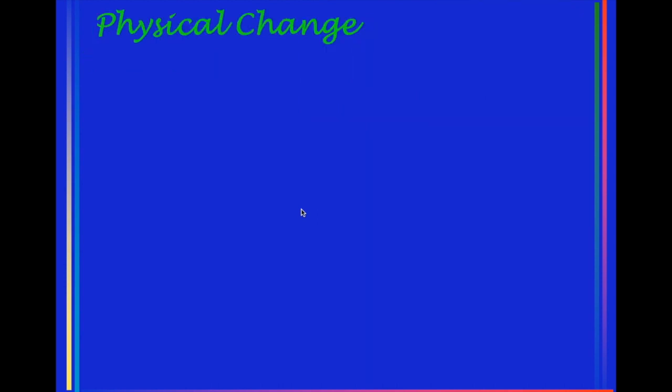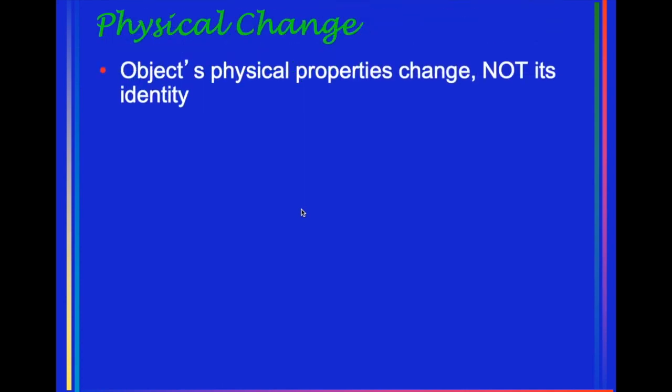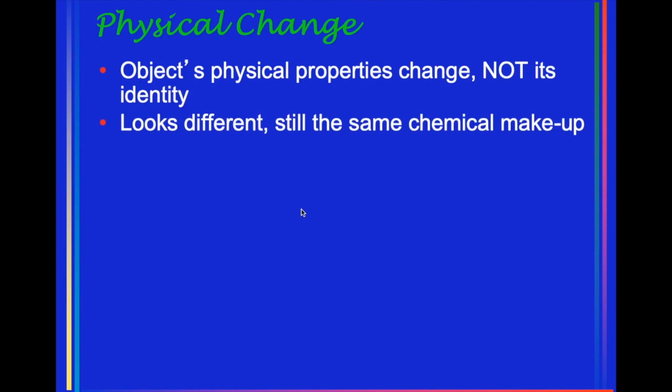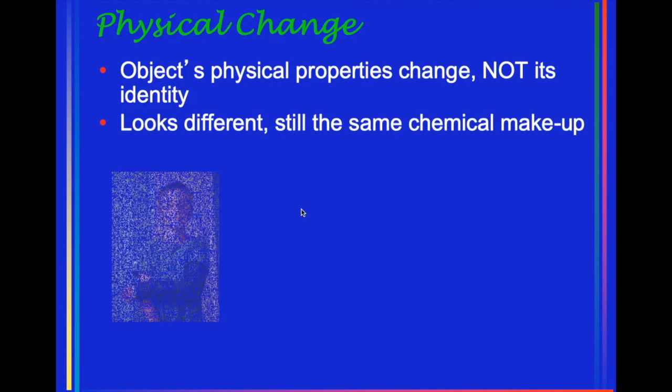All right, welcome back. Now let's talk about changes. So just like there's a physical and chemical property, there are physical and chemical changes. A physical change then is something that changes the properties. So something happens, but it doesn't change the identity. So think of it this way. If you were to list the ingredients before the change and after the change, the ingredients would be the same, even if it looks physically different. So it looks different, but the same chemical makeup. That's the idea.